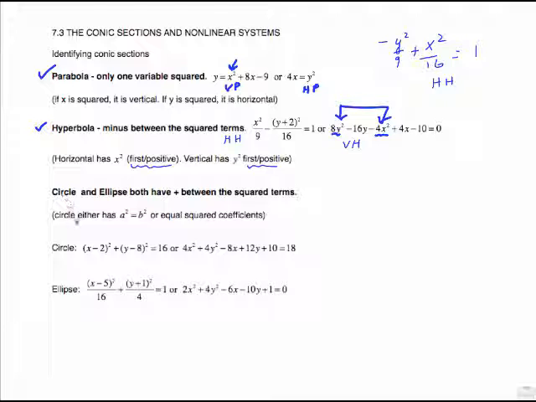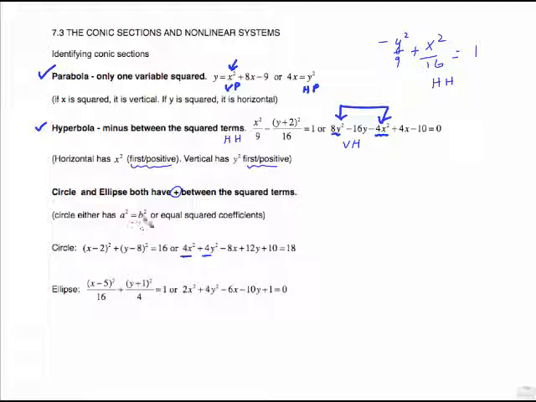Now, the circle and ellipse can be a little bit similar because they both have a plus between the squared terms. The circle either has a squared equals b squared or equal squared coefficients. Now, what does that mean? Look down here. Equal squared coefficients. Those are both 4. Those are both 4. That's what tells me it is a circle.